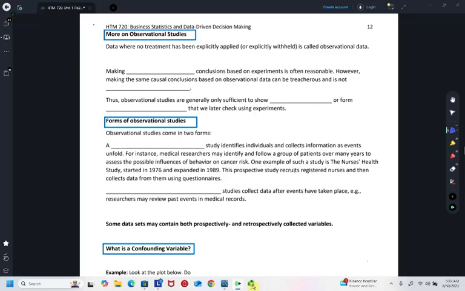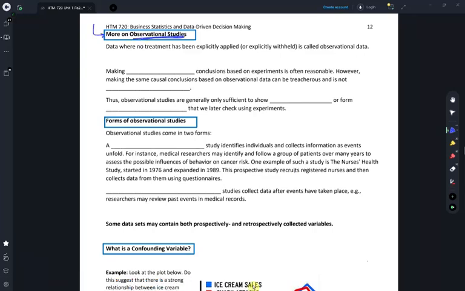Next, we want to focus more on observational studies. We recall from the previous video that data that arises where no treatment has been explicitly applied to experimental units would be a form of data called observational data. In observational studies, when we make causal conclusions based on experiments, that is reasonable because of some of the controls we have put in place while designing the experiment.